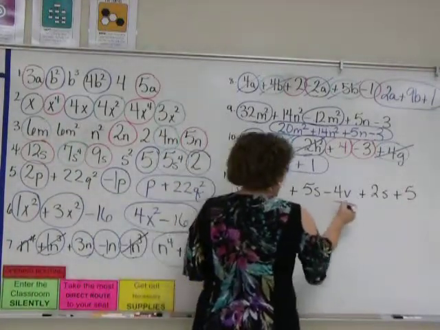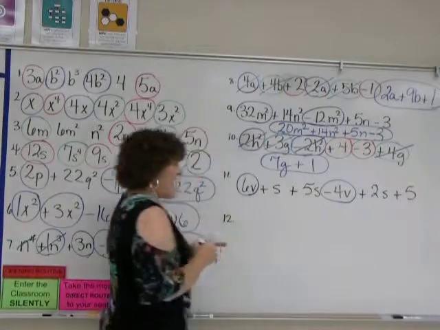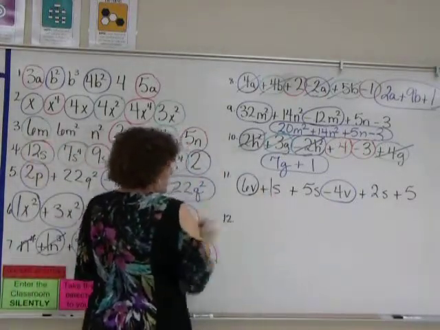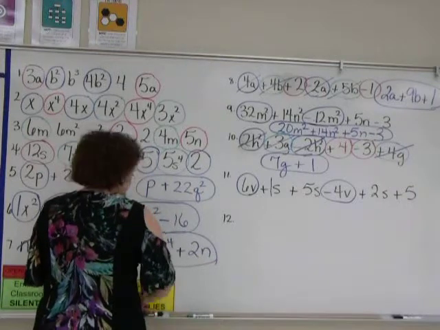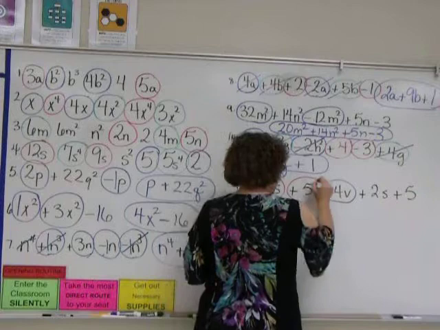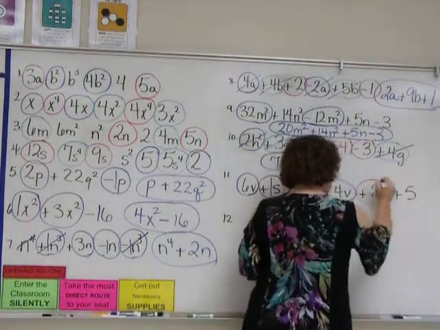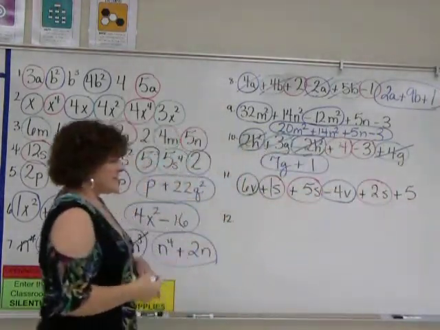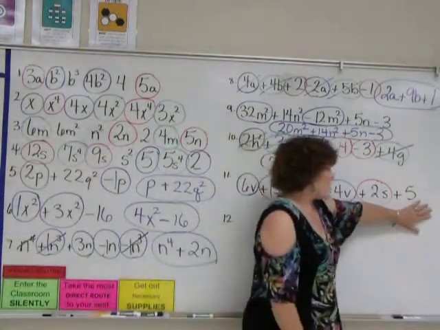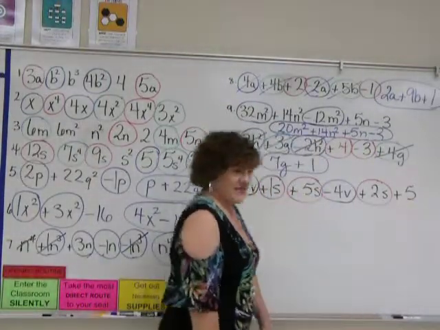All of my b's are here. I can combine these. There's one s. So I have an s here, I have some s's here, I have some s's here. So I have s's I can combine, but I do not have another whole number that goes with this 5, so it stays there.